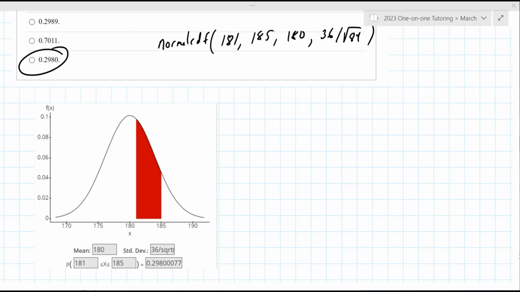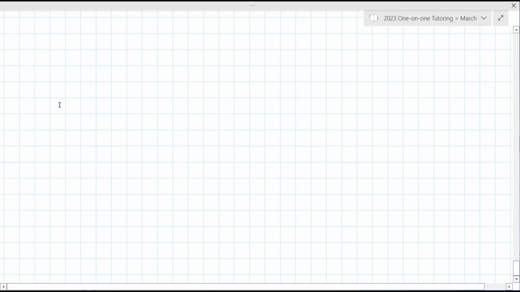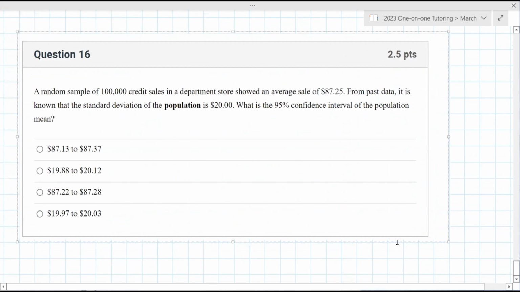All right, let's do number 16. A random sample of 100,000 credit sales in a department store showed an average sale of 87.25. This is x bar. From past data, it is known that the standard deviation of the population, sigma, is 20. What is the 95% confidence interval of the population mean?